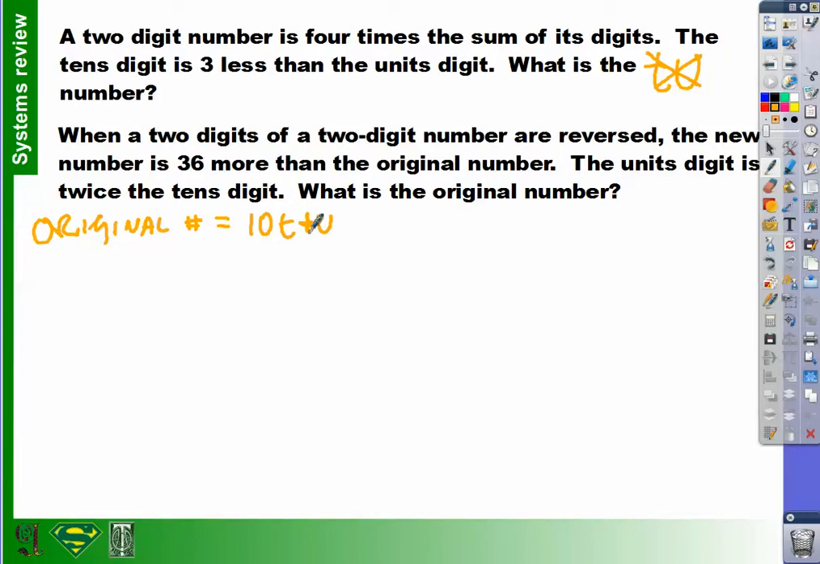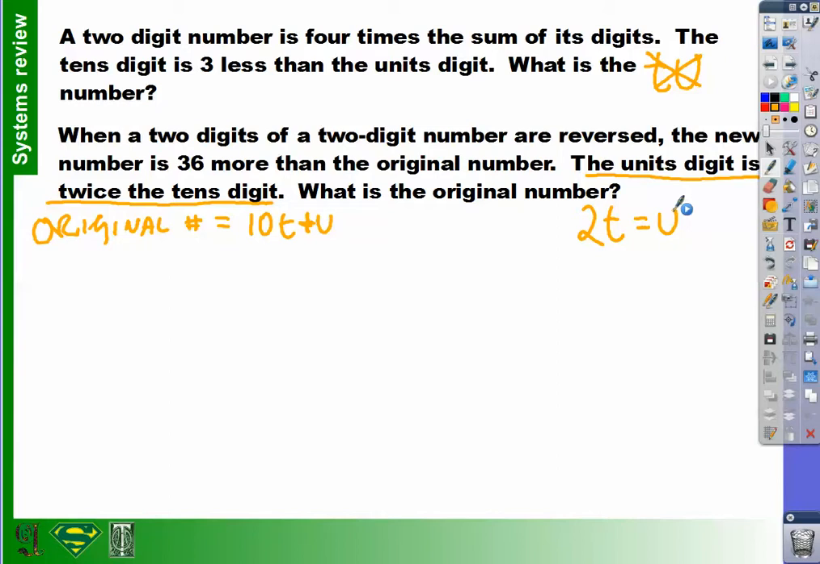Let's deal with the second sentence first, because that looks a lot easier, doesn't it? Okay, so the units digit is twice the tens digit. How do I turn that into an equation? Michael? 2u. Wait, well, what's bigger? Is the units digit bigger or is the tens digit bigger? So it's 2t. So 2t is equal to u because the units digit is larger. Yes. Okay.